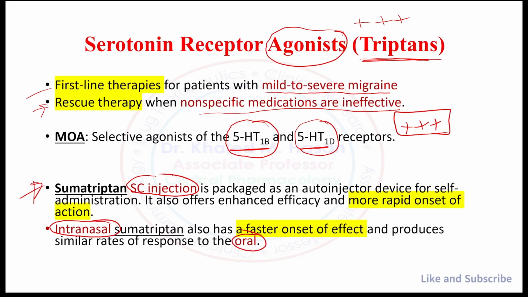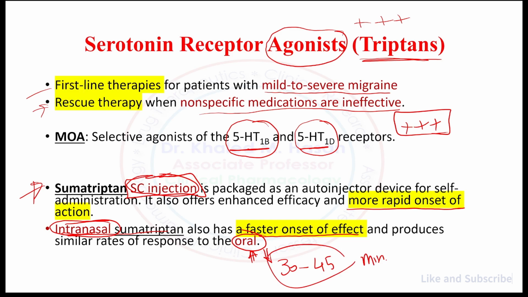So if you're talking about subcutaneous, this will provide rapid onset of action. If you prescribe intranasal sumatriptan, this will provide faster onset of action. So if you need fast onset of action, go with a subcutaneous or intranasal formulation. If you use it on a regular basis or for the treatment, we have oral tablets, and this will take roughly around, for example, 30 minutes to 45 minutes to see the action.